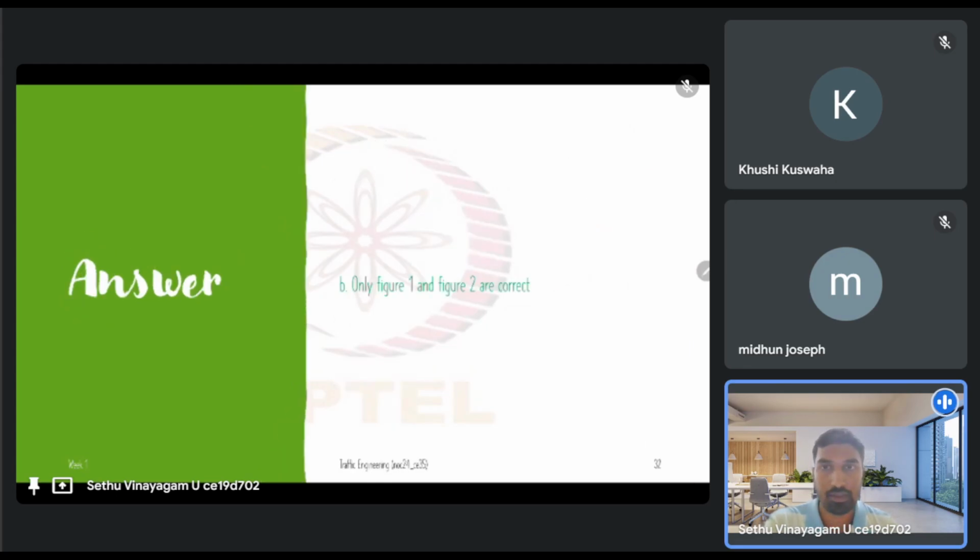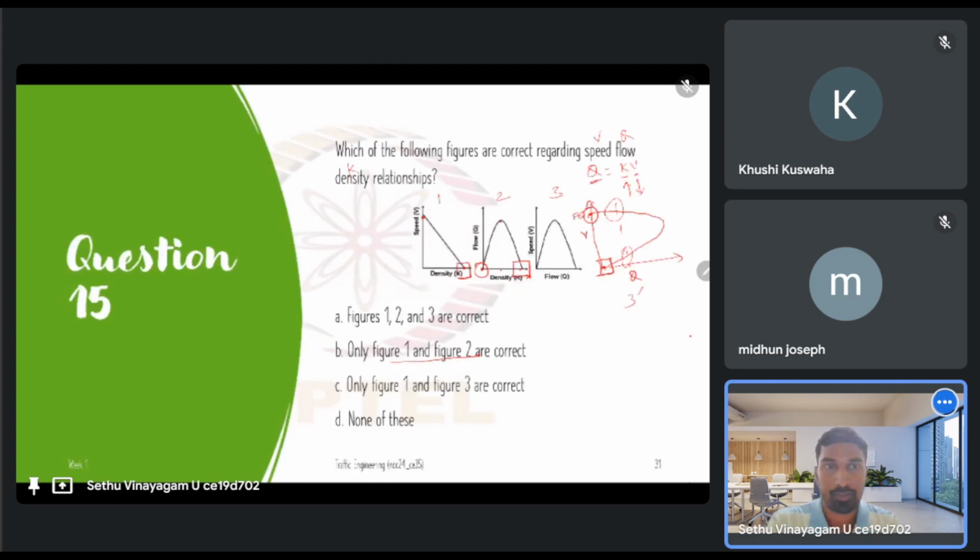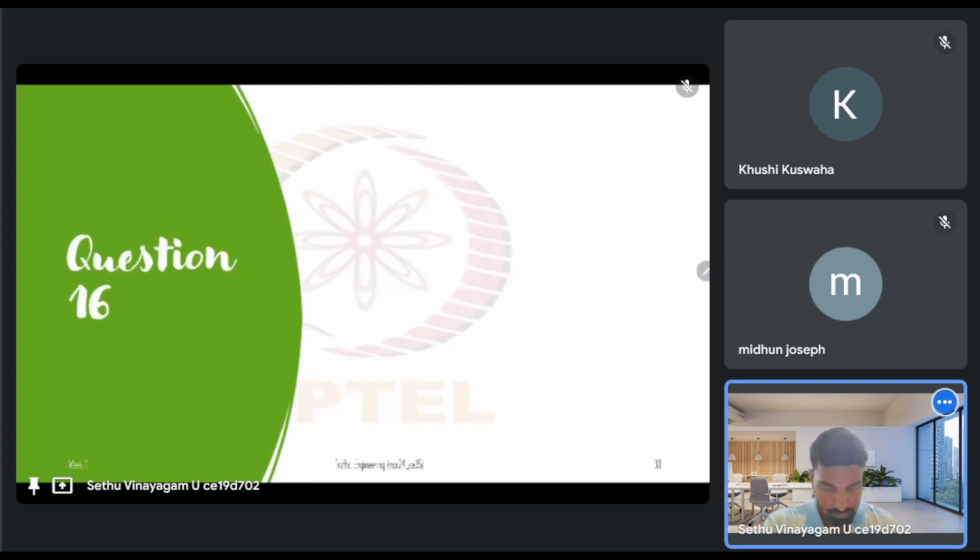Okay, any questions? Any doubts here? Okay, so there are no doubts. We move on to question number 16. The approach of an intersection is termed as oversaturated when the V by C ratio is dash. The options are greater than or equal to 1, less than 1, less than 0.5, and none of the above.